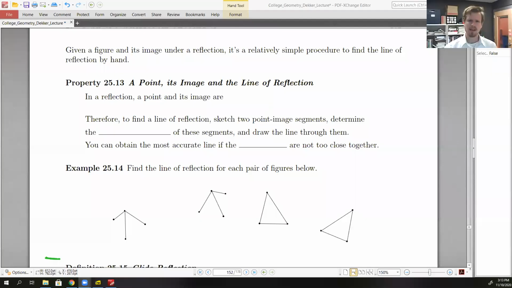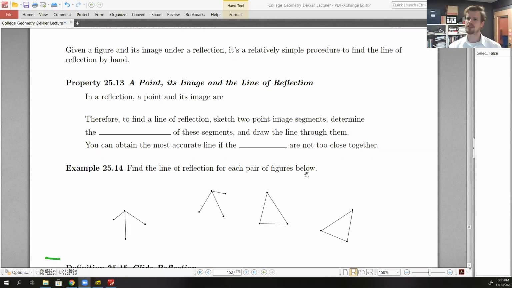Welcome back to geometry. We want to actually take a little bit more of a look at reflections. There's a couple comments that I forgot to make for our last video, so this one should be really short. So let's take a look at our notes a moment, and what I want to talk about is finding a line of reflection.